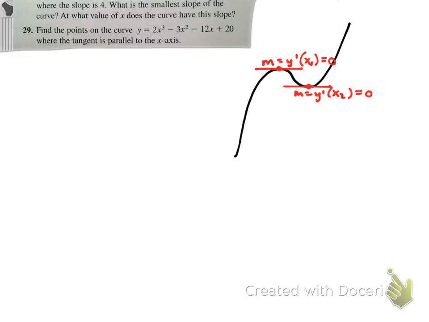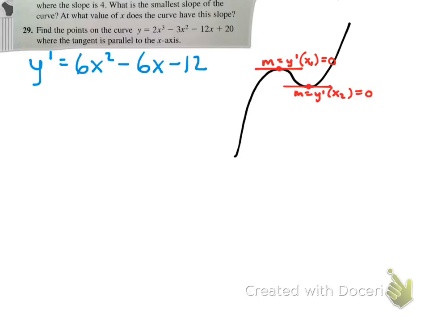And so if we want to find the slope of the tangent line, we know that means we're going to find the derivative. And the derivative would be equal to, the derivative of 2x cubed is 6x squared. The derivative of negative 3x squared is negative 6x, and the derivative of negative 12x is negative 12. So we easily find the derivative, and we need to know when the derivative is equal to 0.